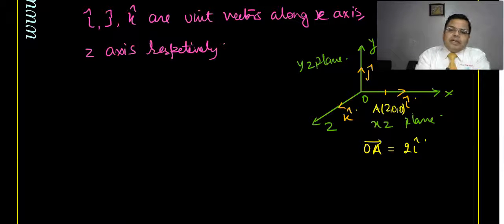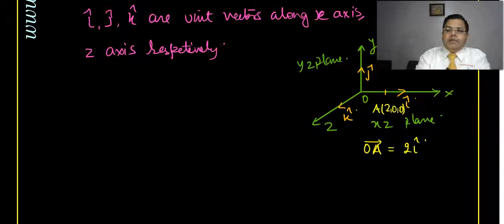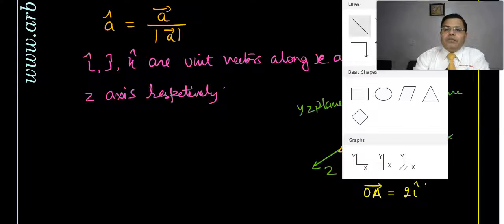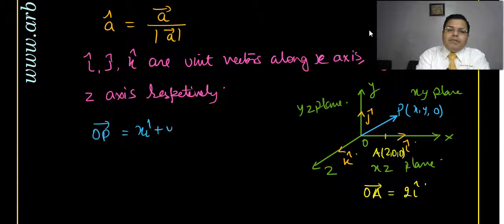Again, if there is any point P in the XY plane, then its Z coordinate must be 0. Let P be a point whose coordinates are x, y. Then OP is the position vector, which can be written as xi plus yj. That is the position vector of P.